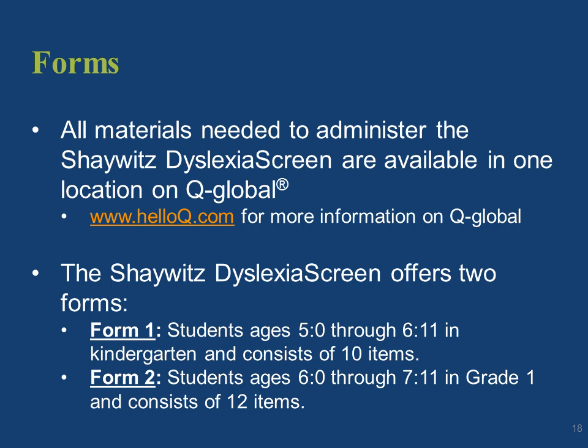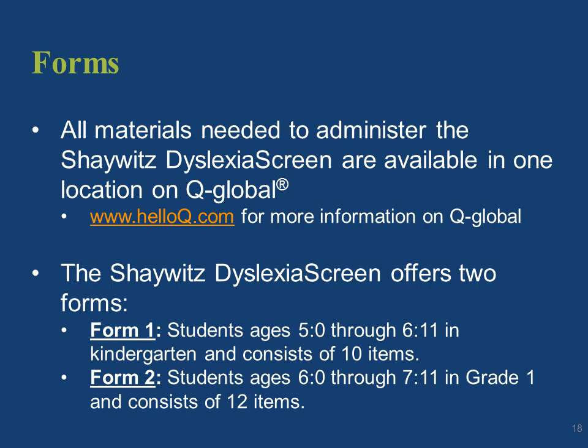In terms of forms, let's think about what the forms include. So again, all the materials that you need to administer the Shaywitz are going to be available on Q Global. Q Global is an online scoring and reporting system. It's a website that you go to where all of the records and the materials are housed. And you can go to Hello Q, www.hello.q.com, for more information on Q Global. But that's where it all is housed.